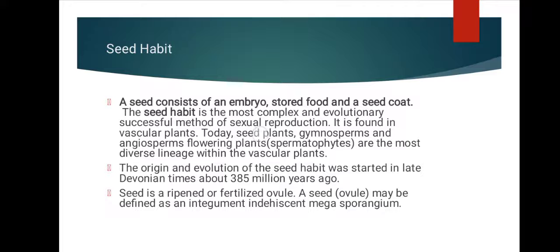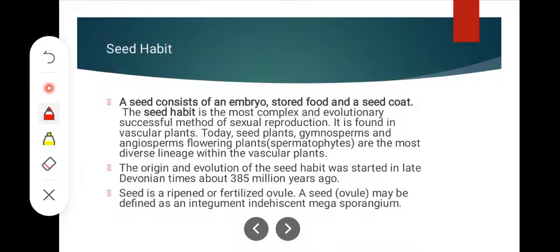First of all, we'll discuss what a seed is. Seeds consist of an embryo, stored food, and a seed coat. It's a complex structure found in vascular plants, which reproduce sexually, not by vegetative or asexual reproduction. Vascular system means xylem and phloem, a diverse lineage. Their origin is in the late Devonian, about 385 million years ago.